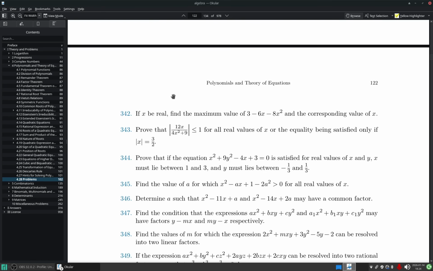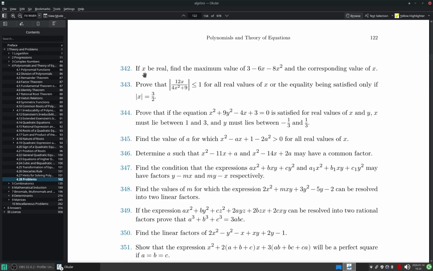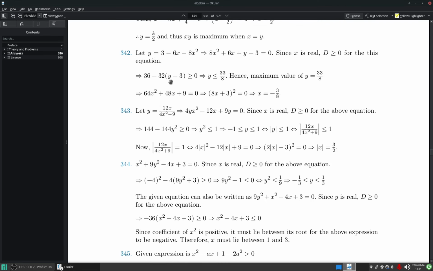Now we move on to question 342. If x be real, find the maximum value of 3 minus 6x minus 8x square and the corresponding value of x. So we have y is equal to 3 minus 6x minus 8x square. So 8x square plus 6x plus y minus 3 is equal to 0. x will be real, so the discriminant would be greater than or equal to 0.